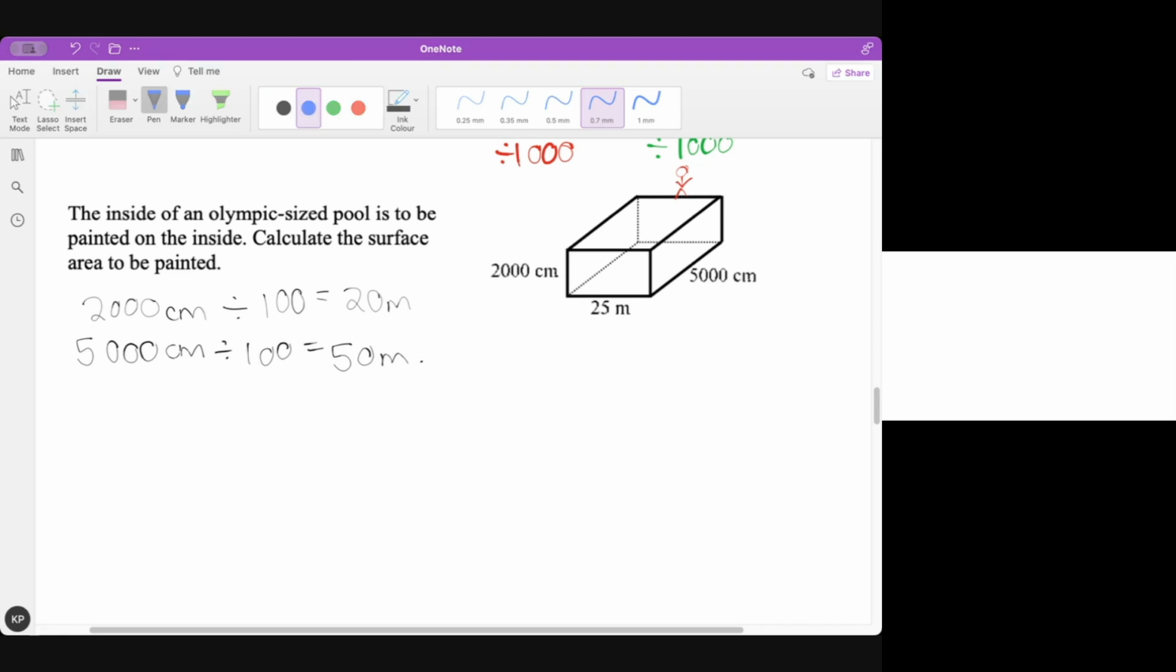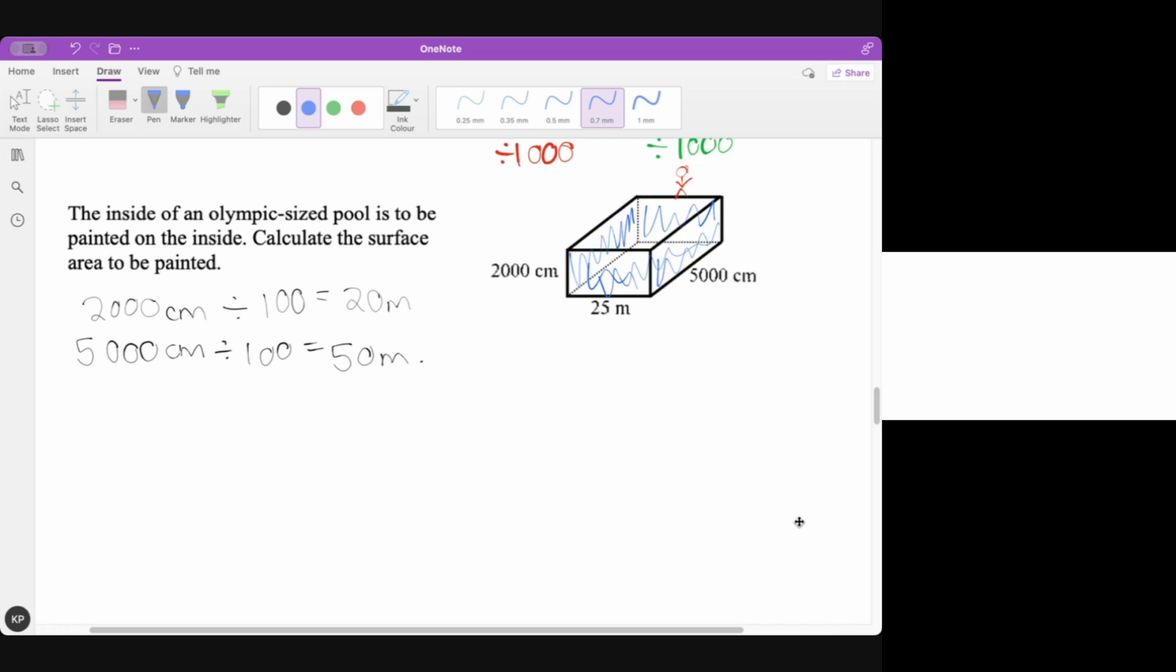Think of a pool. Do you agree that if this is the pool, you're going to paint on the wall over there, you're going to paint at the back, you're going to paint this one, you're going to paint this one, and you're going to paint the bottom. Is there a top part to paint in a pool? No. Do you understand why it's 5?